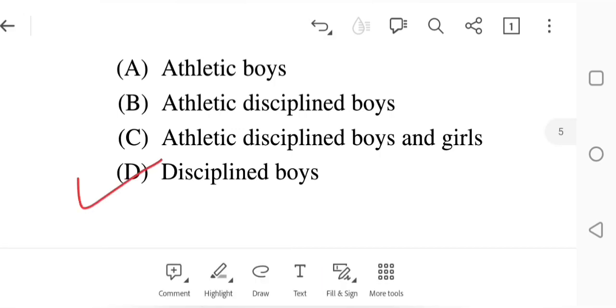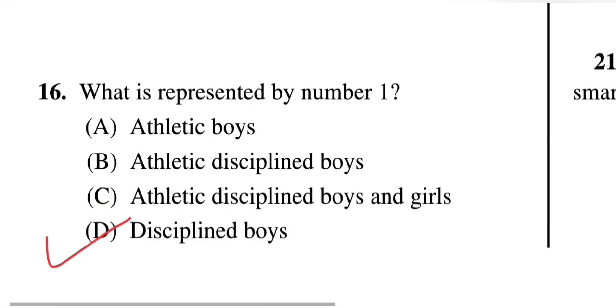How to solve it? Do it. Then only you will be effortlessly able to do it in the exam.